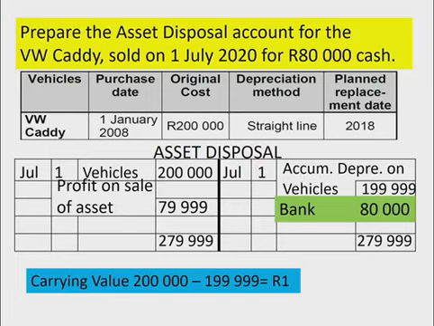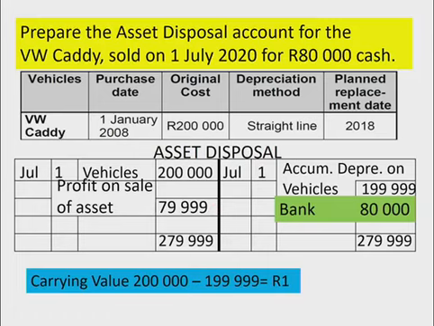Let's just have a look at that. Right, we can see the cost price, 200,000. Accumulated depreciation, 199,999. It's fully depreciated. Life expectancy is 10 years. We are past the life expectancy date, so it's fully depreciated. So we cannot have the cost and the accumulated the same amount. That is why we have the residual value of 1 rand. We're selling it for 80,000. So we're making a profit of 79,999.